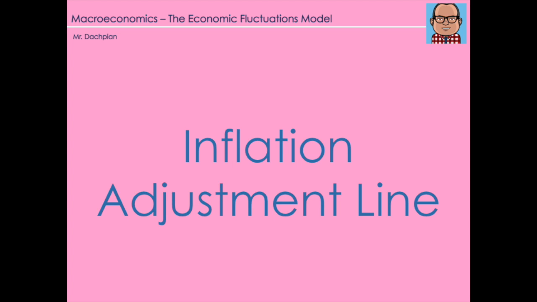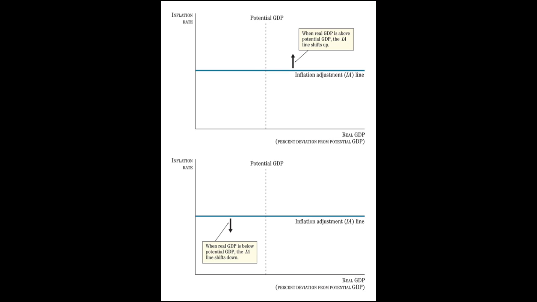The inflation adjustment line is a flat line showing the level of inflation in the economy at a given point in time. It shifts up when the real GDP is greater than potential GDP, and it shifts down when the real GDP is lower than potential GDP. The line also shifts when expectations of inflation or raw material prices change.